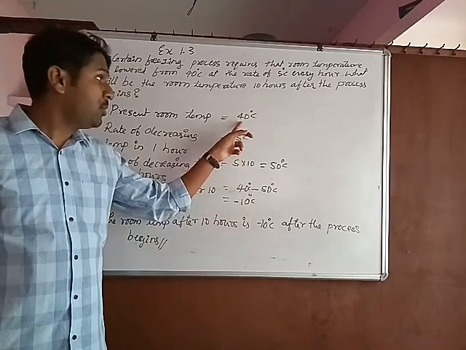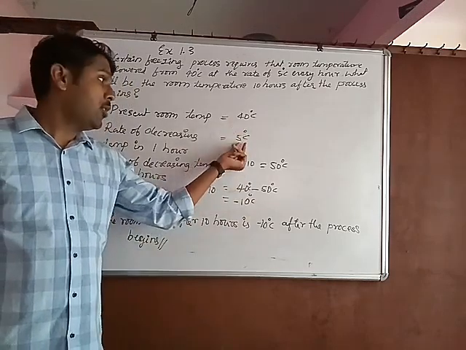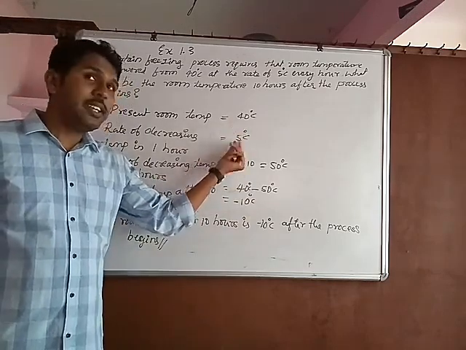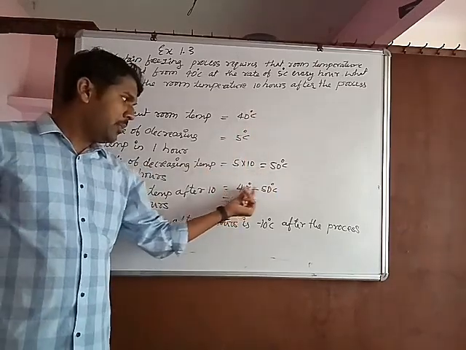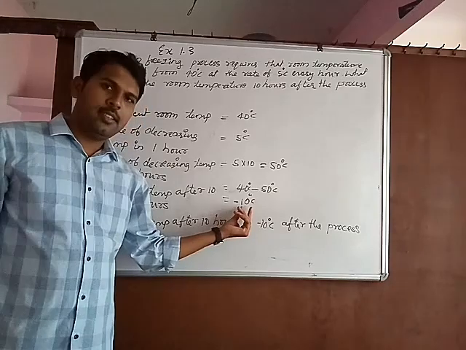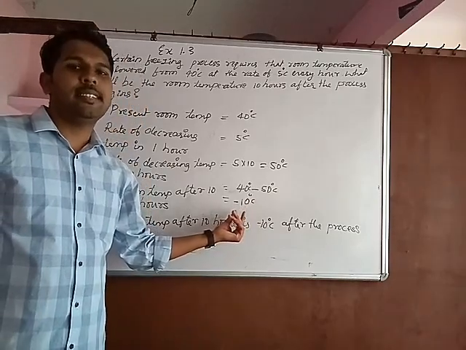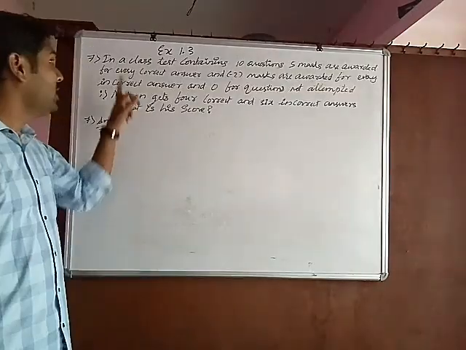First, present room temperature is 40 degrees Celsius. For 1 hour, decreasing temperature is 5 degrees Celsius. For 10 hours, 50 degrees Celsius. So solve this one. 40 minus 50, minus 10. So the final answer is minus 10 degrees Celsius. So the next question is the 7th one.